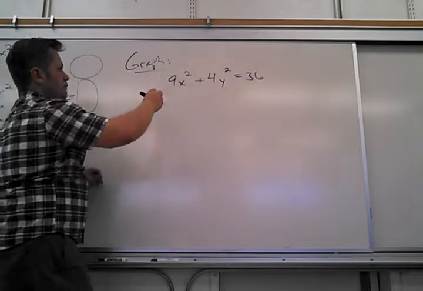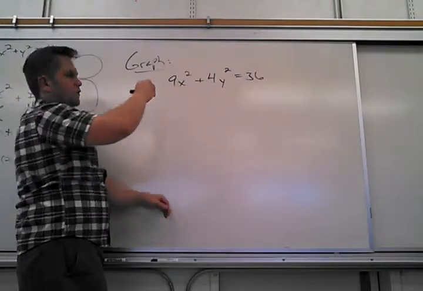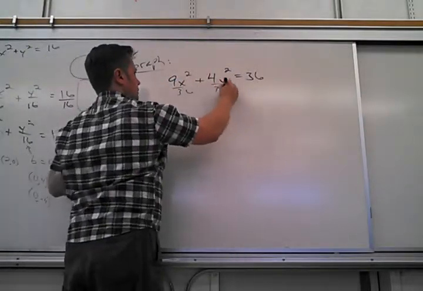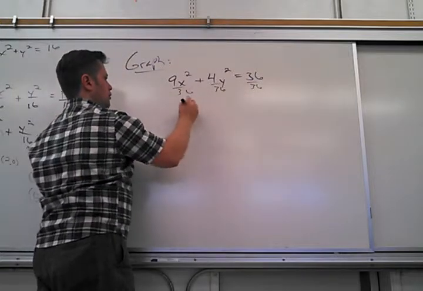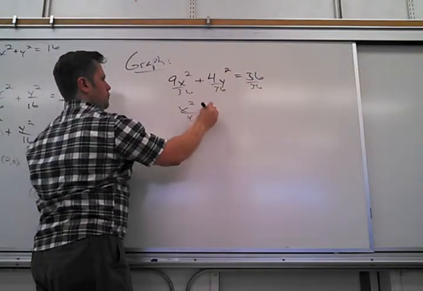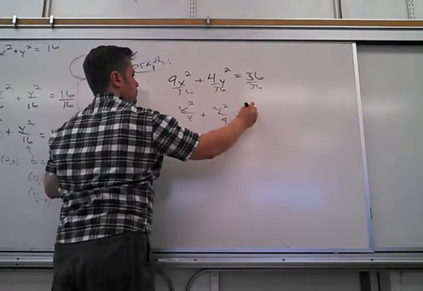Yeah. So what's the first step on this problem? Divide by 36. Yeah, divide by 36. So you get x squared over 4 plus y squared over 9 equals 1.